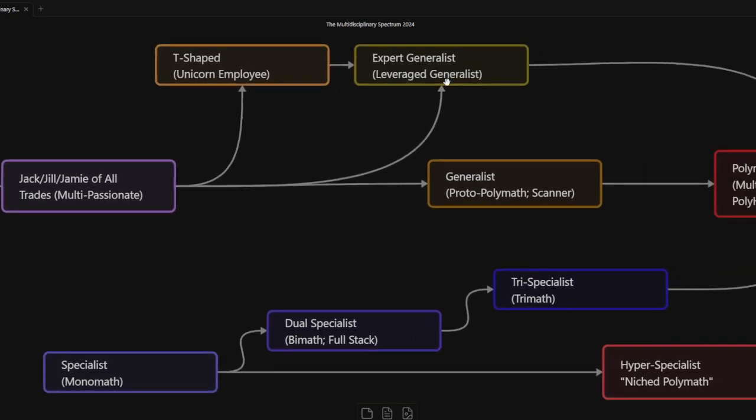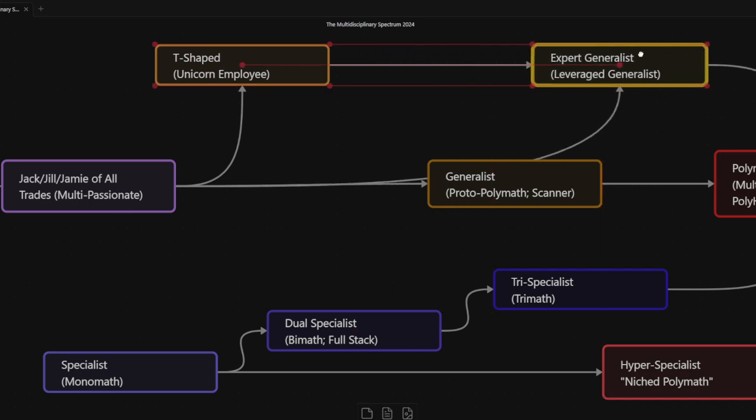Going farther along, we have the expert generalist, which is more so the T-shaped person, but with multiple areas at the medium level. The generalist is many different areas at the medium level. So you're almost this proto-polymath. You have multiple expertise at a journeyman level, if you will.